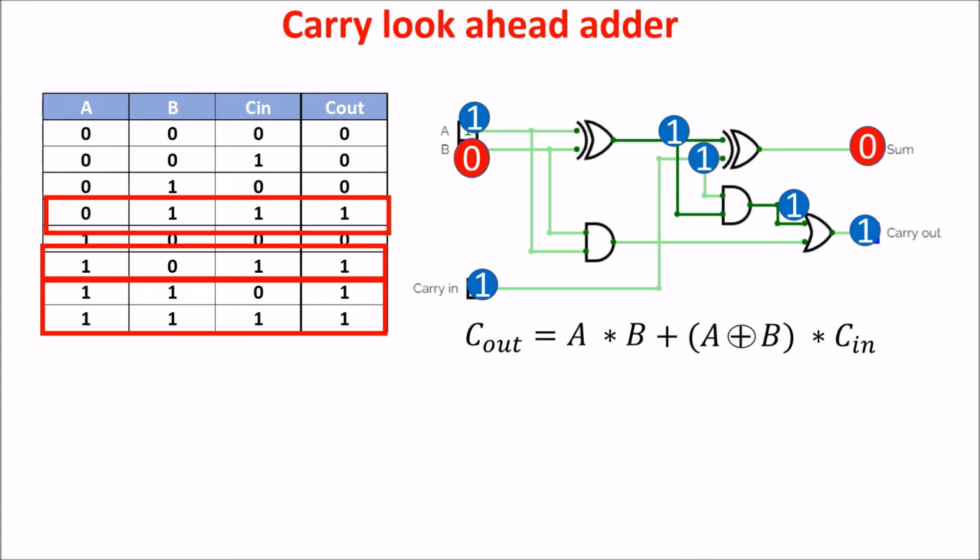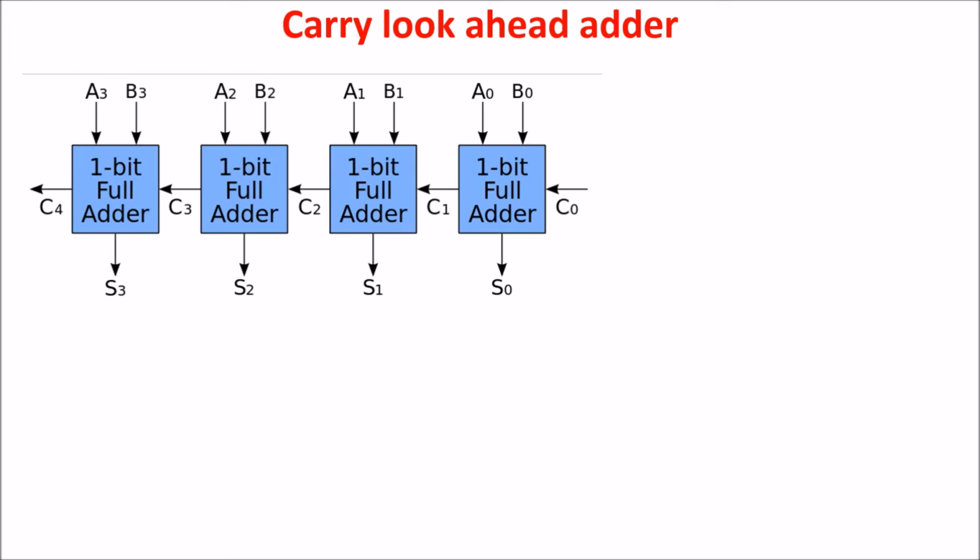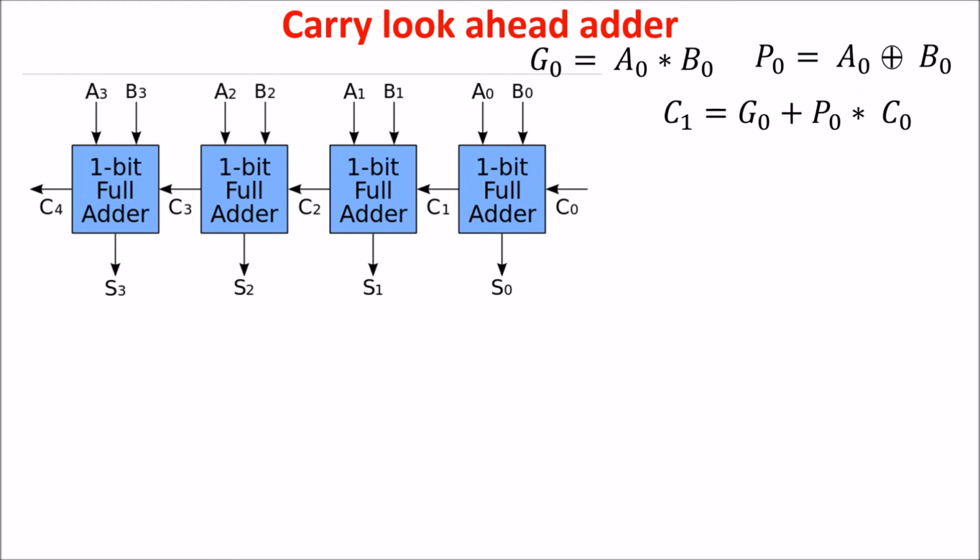We call this part the generative part, because if A and B are high, we always generate a carry, and this other the propagation part, because it allows the propagation of the carry in. So we can write our equation in this way, and generalizing, we can write this. So now we have a way to calculate C1 starting from C0, A0 and B0, but in the same way we can calculate carry 2 as a function of A1, B1 and C1.